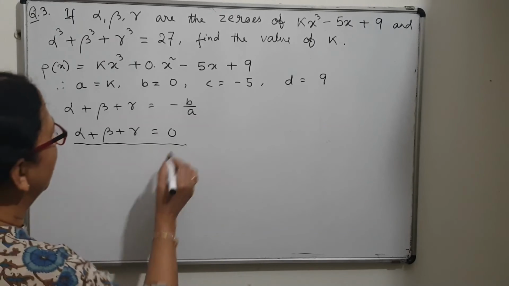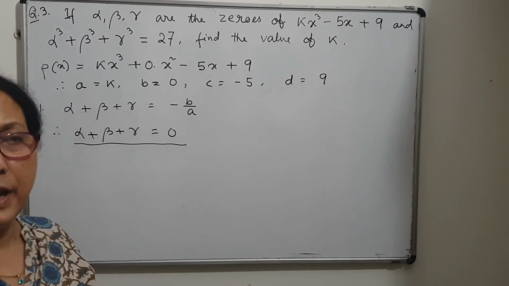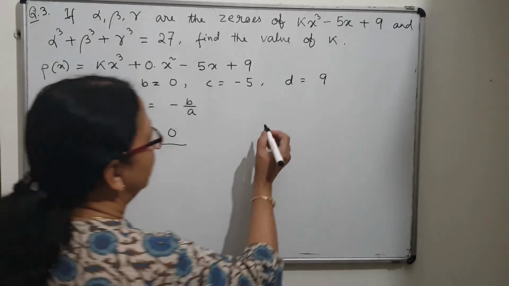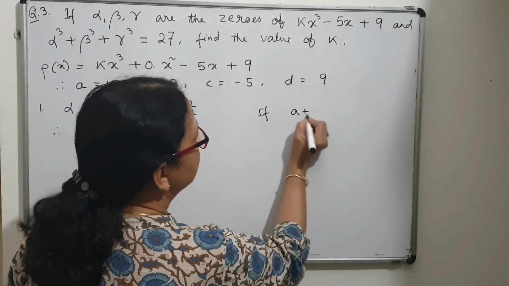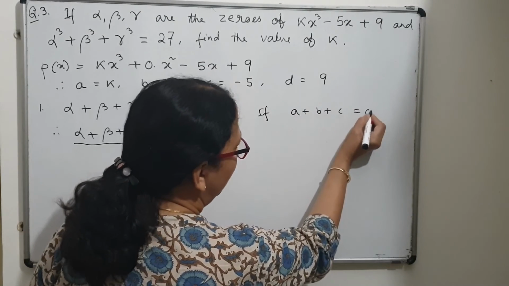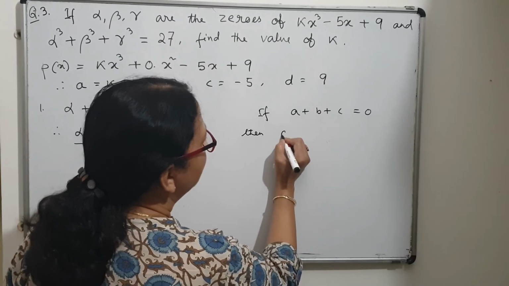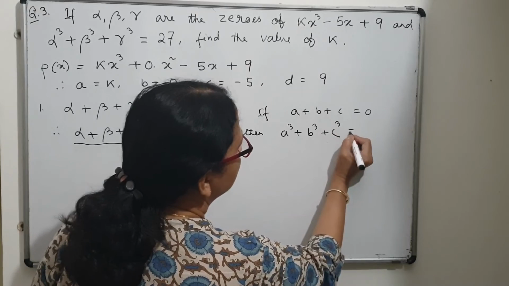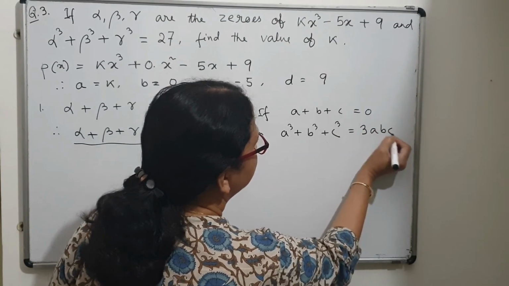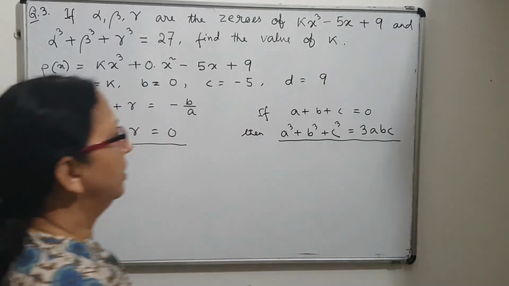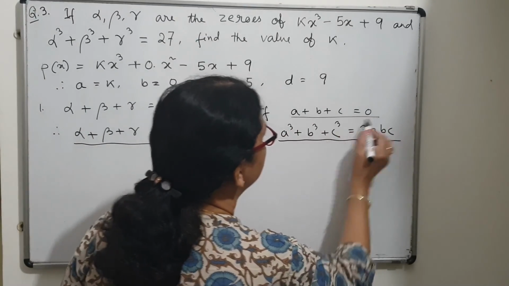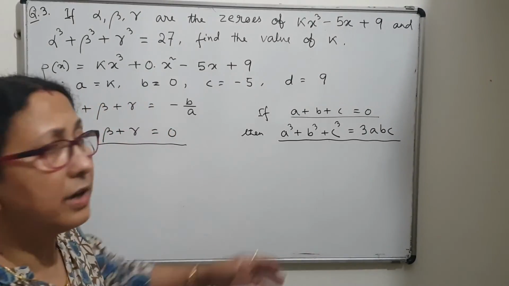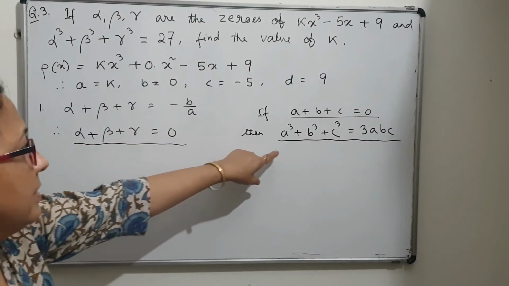When this is 0, one algebraic identity will be helpful to us. What was that? If a plus b plus c is 0, then the sum of their cubes is 3 times the product. This will be useful. Whenever the sum of 3 numbers is 0, this relation holds. This is a very special algebraic identity. So I can use this one.